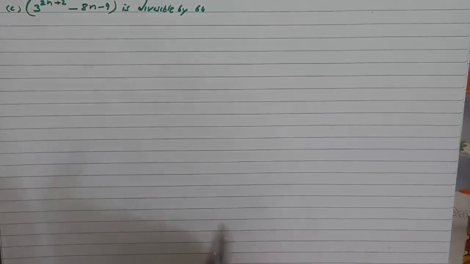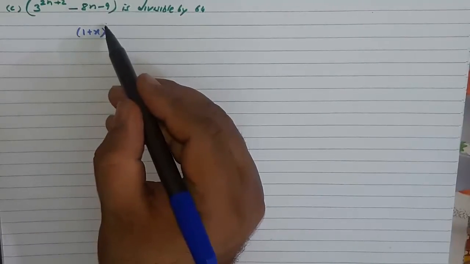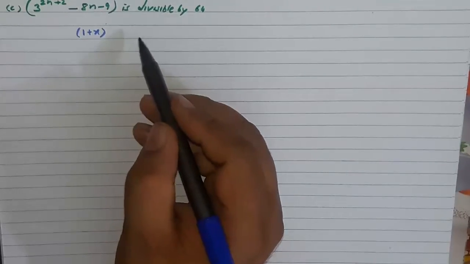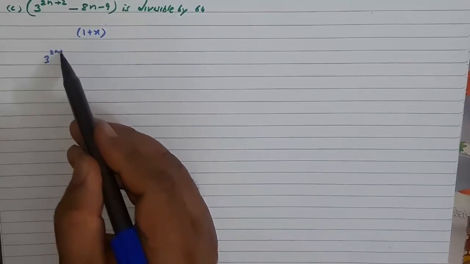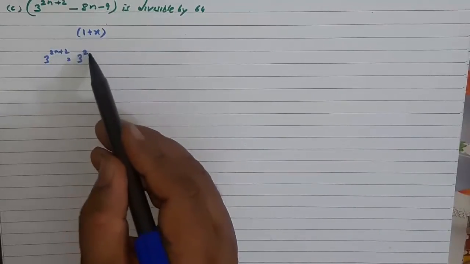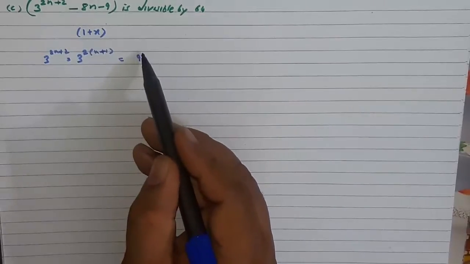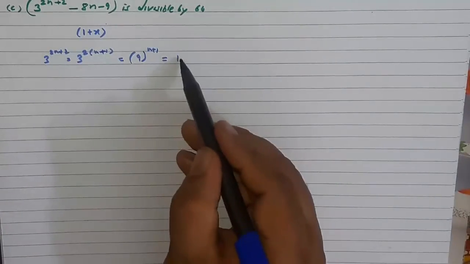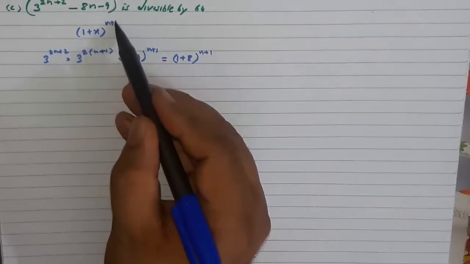Next part we have 3 raised to power 2n plus 2 minus 8n minus 9. Again going for this property, (1 plus x) raised to power n agar hota toh yahan aayega aapke paas nC0 x raised to power 0, nC1 x raised to power 1 and so on. But agar hum is question mein dekhen toh we want 3 raised to power 2n plus 2, isme agar hum 2 common le lenge because power mein same rehna chahiye yahan pe term, toh hum likh sakte hain isko 9 raised to power n plus 1 because (3 square) raised to power n plus 1, aur 9 ko likh sakte hain (1 plus 8) raised to power n plus 1, toh means power mein n plus 1 chahiye hoga, toh uska identity ko hum change kar denge.